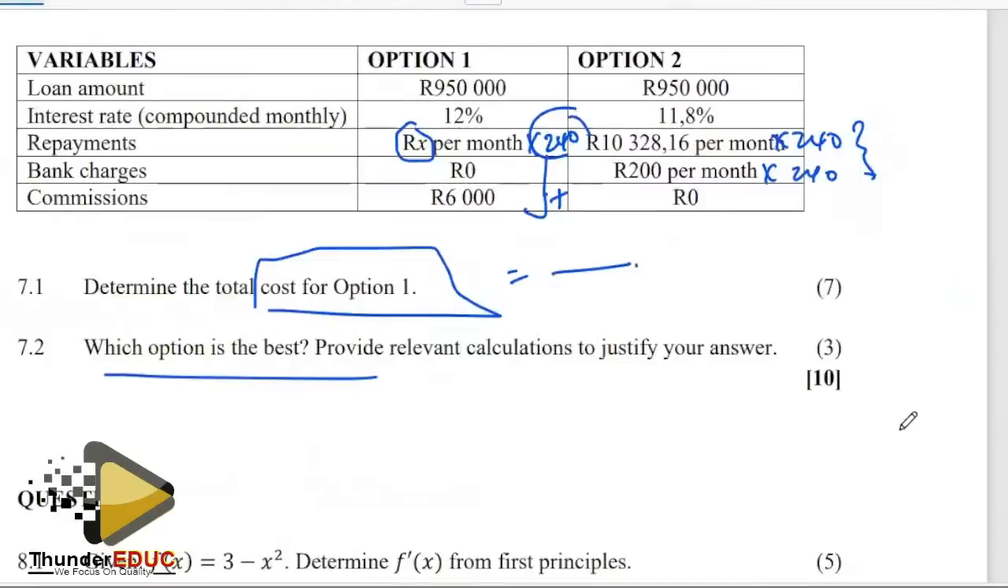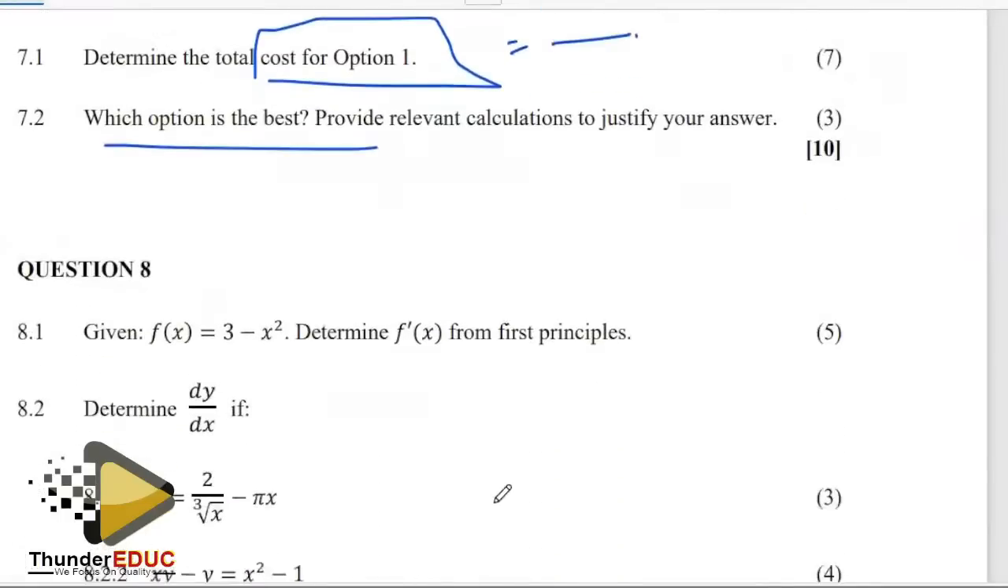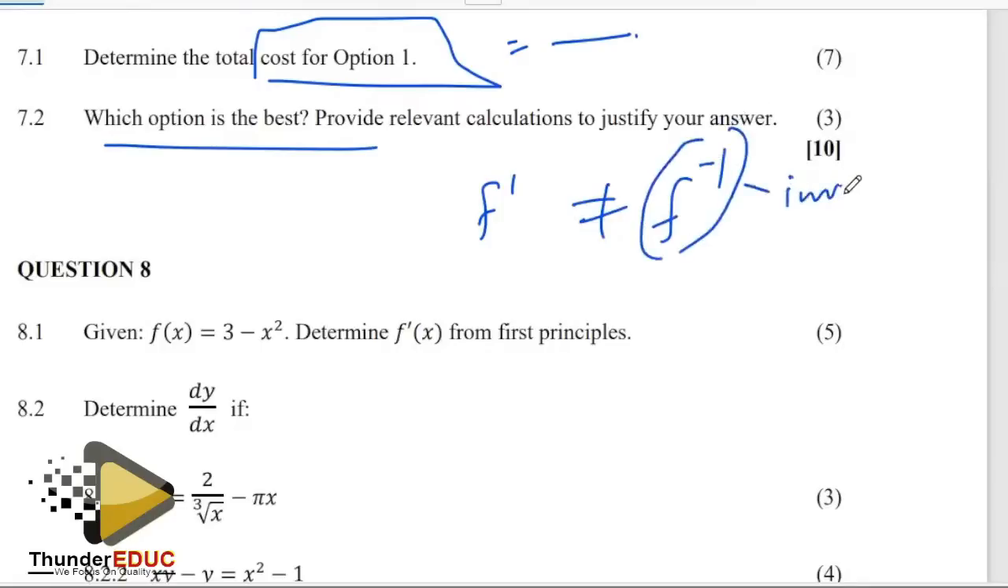All right, so let's see. In this case, they are telling us f of x is 3 minus x squared. Determine f prime. Remember, f prime is different from the f negative 1. F negative 1, the inverse.